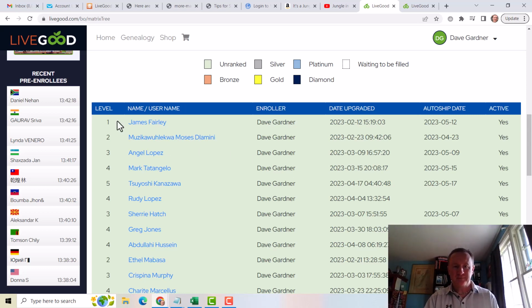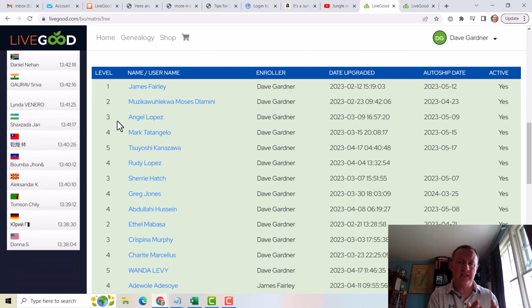This is a different way to interpret it. So James is at the top left of my matrix, and then we have Moses. And then we have Angel, Mark. What that is, that's actually 1, 2, 3, 4 going down the outside leg of James.